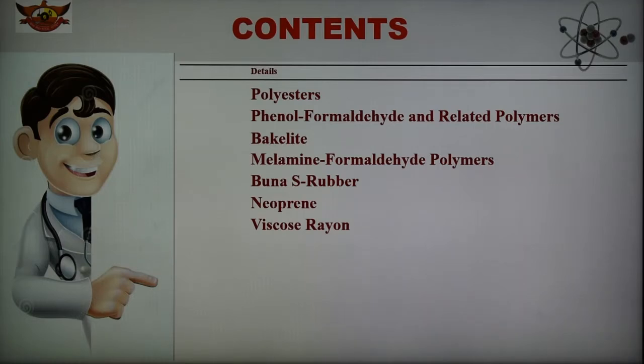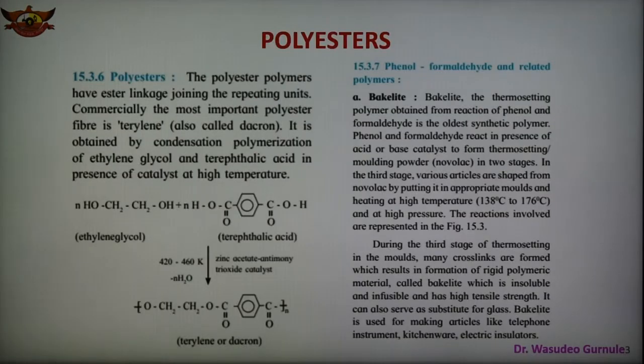Bakelite is the example, melamine formaldehyde polymers, Buna-S rubber, neoprene and viscose rayon are the examples. And as we know, what is polyester? The name is there: poly means many, and ester groups are there. So the monomers joined by the ester group are known as polyester. So the first part is what is polyester and how the polyester is prepared.